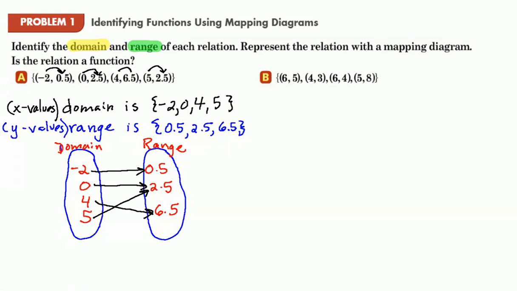Now, the other question is: is the relation a function? Again, what I need you to do is look at the value of X. Here you have -2, 0, 4, and 5. The X does not repeat. Because X does not repeat, we're going to say that the relation is a function. So this is a function.